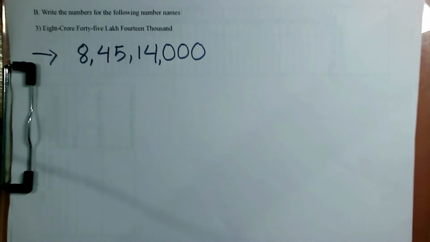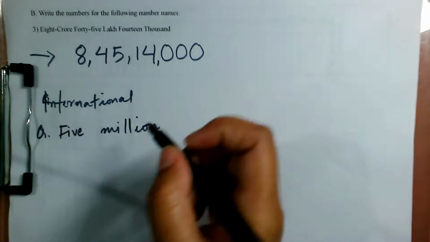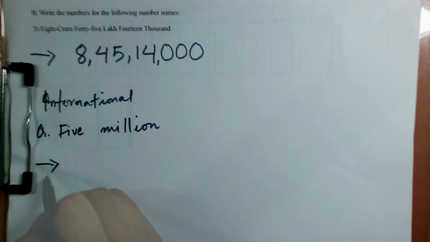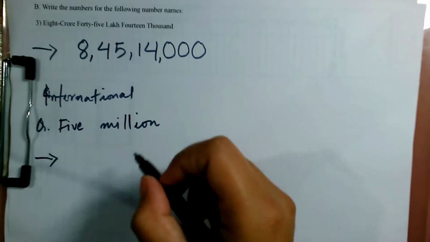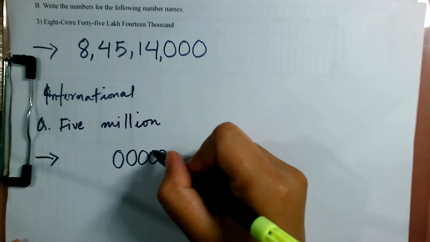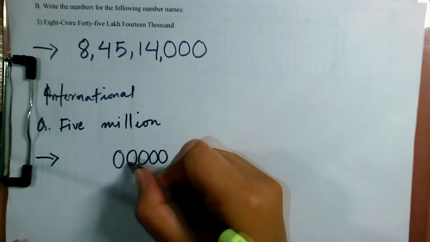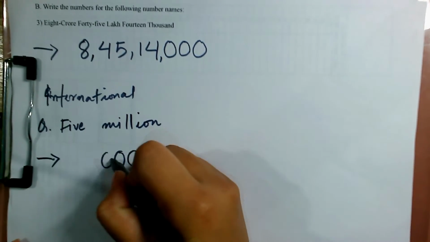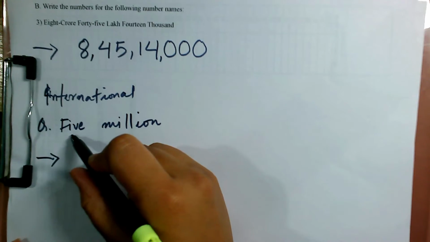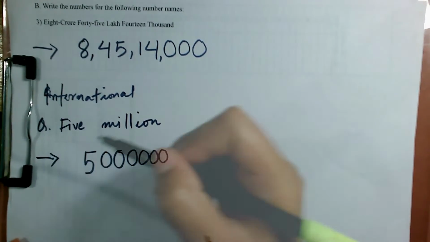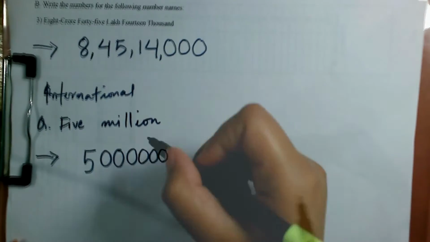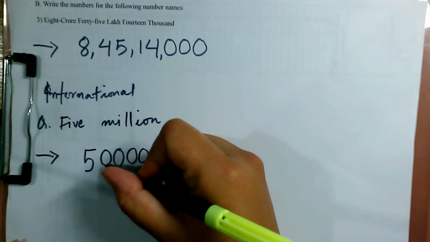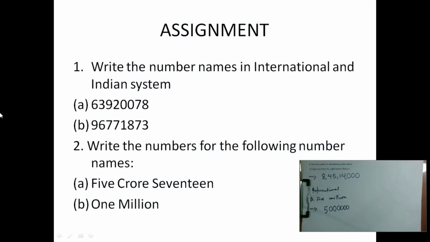Let me do one in international. Let's look at this: 5 million. If you start with 0, 1, 10, 100, 1,000, 10,000, 100,000, million. So the million is 5, so it should be 5. This is 5 million. How many zeros are there? There are 6 zeros.